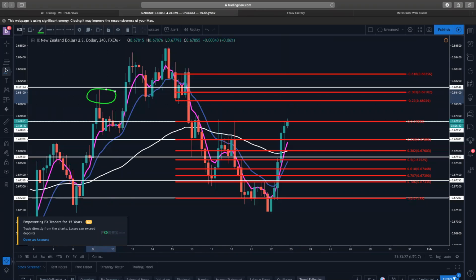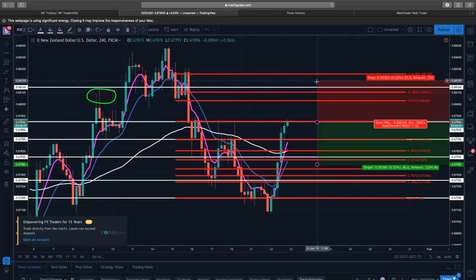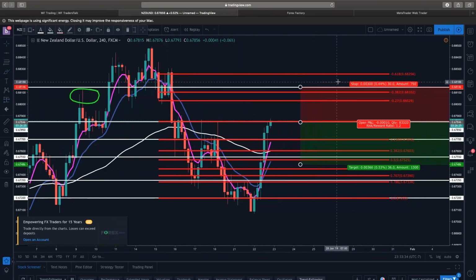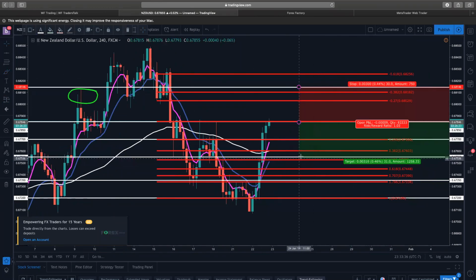And then even with something like this, toss a short position on this chart, right? 30 pips stop. And then my TPs, definitely 600.